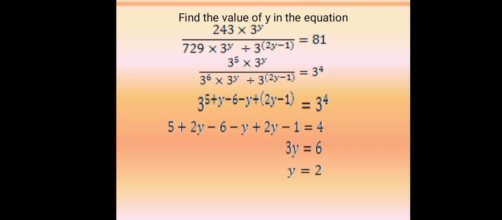Now, when we are multiplying numbers, we add the powers. When we are dividing numbers, we subtract the powers. So we can add and subtract accordingly. And when we do so, we end up with the power as 3y on the left side, and on the right the power is 6. So it means that 3y is equal to 6, and now the value of y is 2.